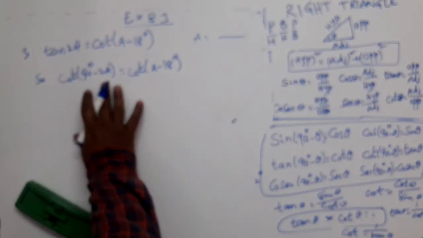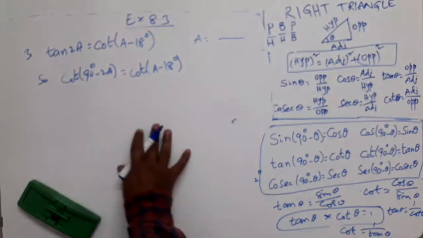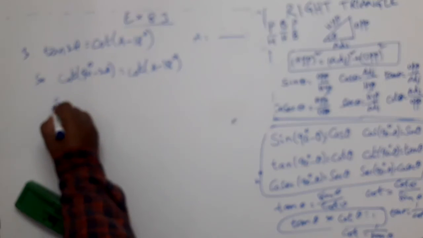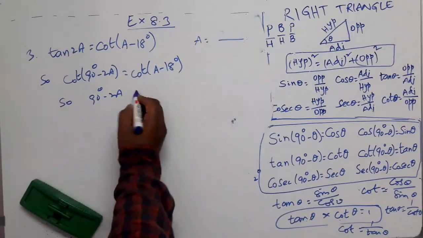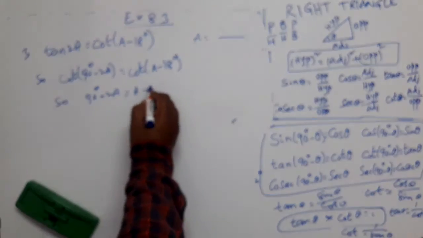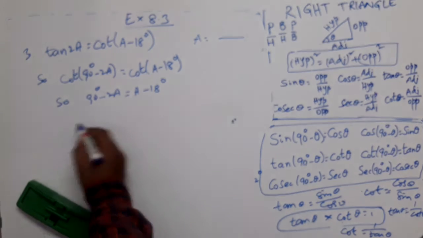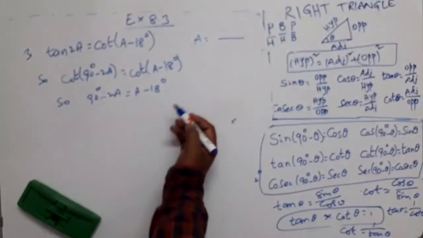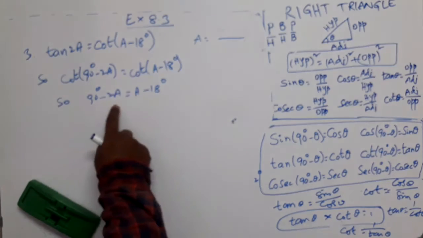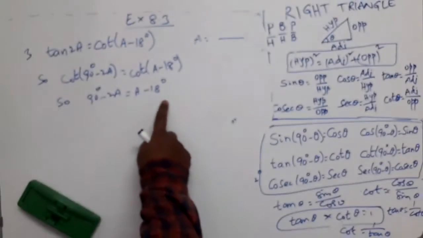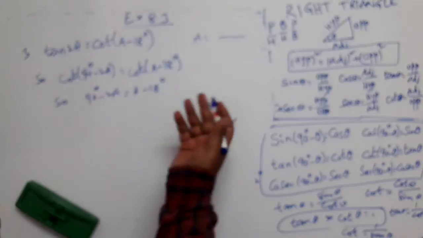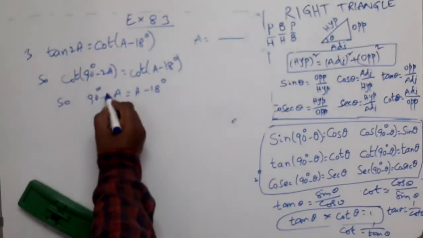Of course, it is mentioned that 2A is acute. Obviously, 90 degrees minus 2A will be an acute angle. A minus 18 degrees also will be an acute angle only, that is less than 90 only. So we can directly write that these two angles are equal. So 90 degrees minus 2A is equal to A minus 18 degrees. Of course, you may write that because 2A is acute, 90 degrees minus 2A is also acute, and A minus 18 degrees is also acute. Even if you don't write this, no problem. That is understood, of course.